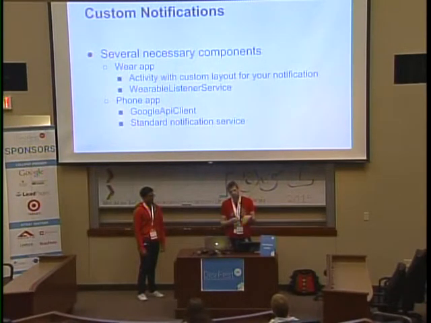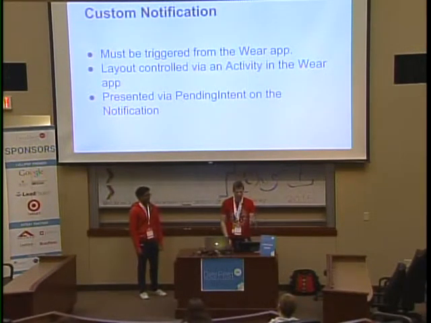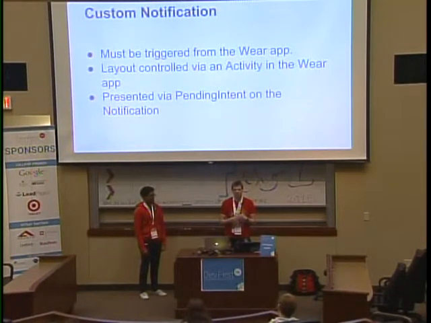And then the other piece, which is optional, I guess, is just the standard notification service, like we saw in the last section. If you want the notifications to show up on your phone as well, you're still going to need to do that, because your custom Wear notification obviously won't work on the phone. So a custom notification, as I've gone over, needs to be triggered from the Wear app. It's controlled by an activity. And we're using pending intents again, just in a different way to tell the notification to display our activity for the view.